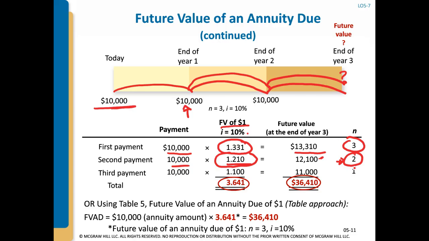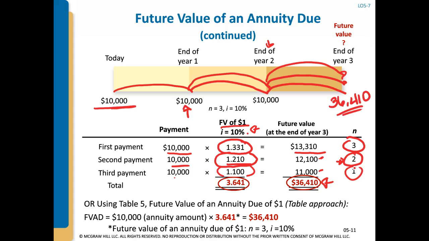And then my third payment, which is made at the end of year 2, will only be compounded for 1 year. And if you look at N equals 1 and I equals 10, that factor would be 1.1. And you multiply the 10,000 times 1.1, which gives you 11,000. When you sum all those 3 numbers, you would get $36,410. That's how much you would have at the end of 3 years.